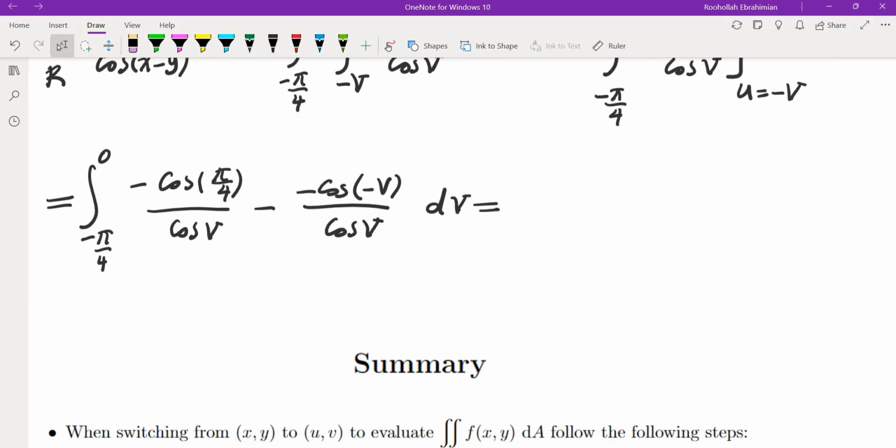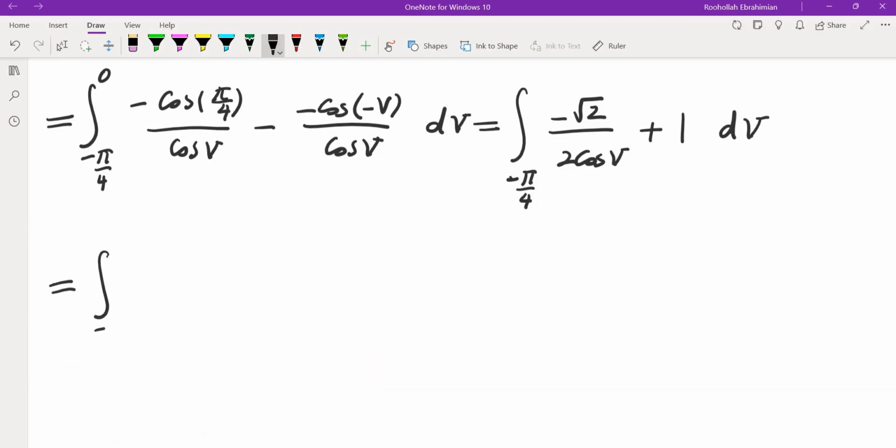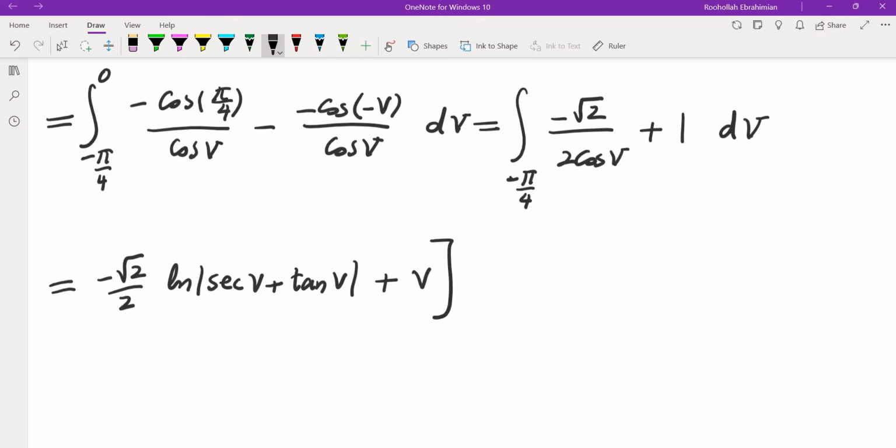Now, cosine of pi over 4 is root 2 over 2, so this is the integral from negative pi over 4 to 0, and the integrand is negative root 2 over 2 times secant of v. There's 2 minus signs, so that's plus. Cosine of v over cosine of v is 1, dv. Okay, so this is definitely easier to evaluate. So the integral is going to be negative root 2 over 2 times the integral of secant, which is natural log of absolute value of secant plus tangent, plus v from negative pi over 4 to 0. And the rest is just substituting the values.